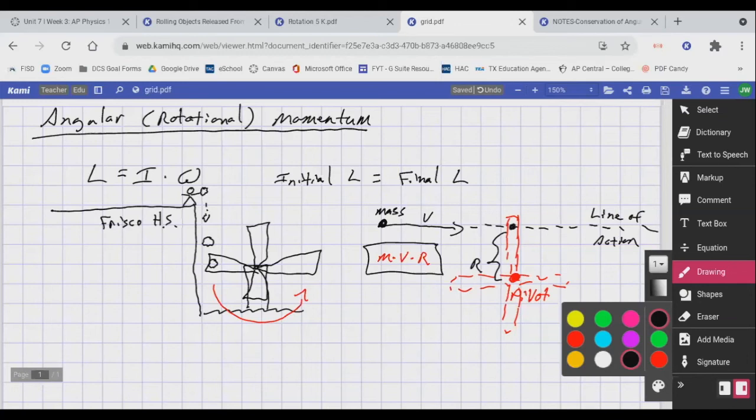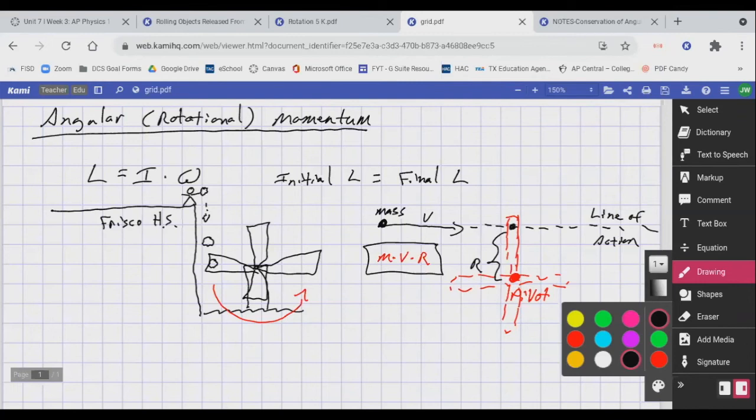So in the case of our mud going down towards the windmill, its velocity right before it hits the fin of the windmill, all right? Right before it hits the fin, it has mass, it has velocity, and it has a radius to that pivot point. So it has angular momentum, and that angular momentum is converted all the way to the windmill.